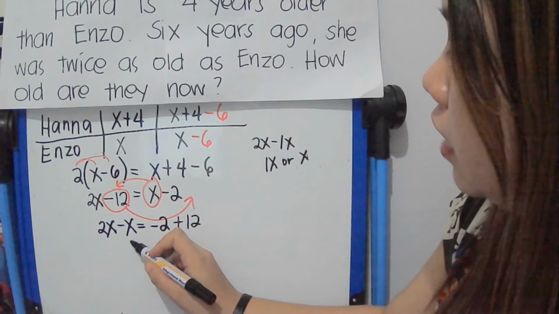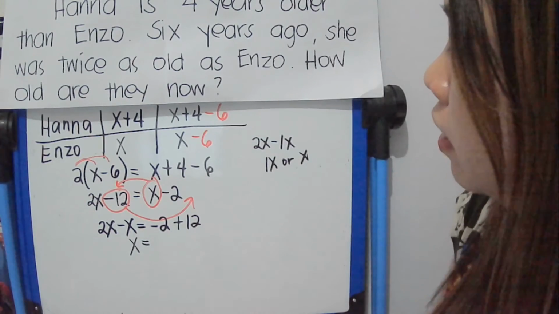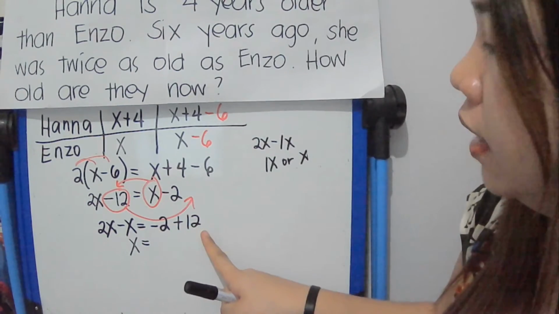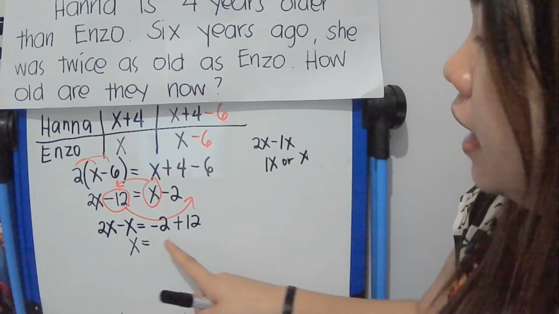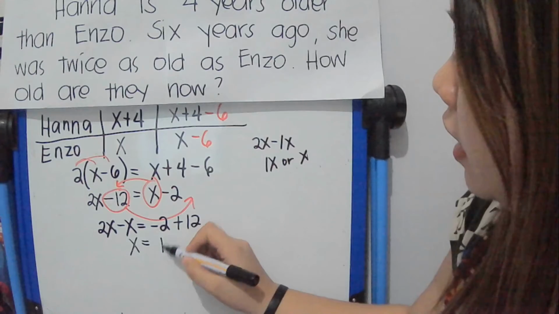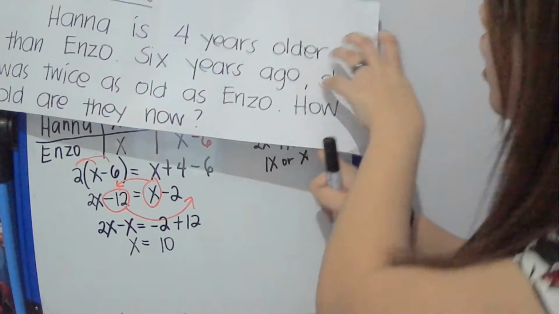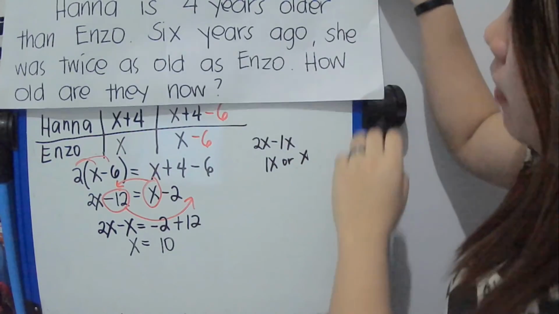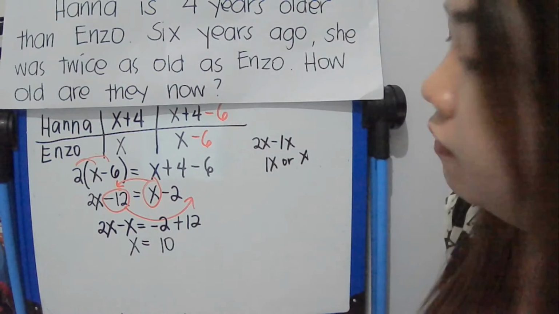So, 2x minus x is simply x. Now, negative 2 plus 12. So, we are adding unlike signs, so we have to subtract them. 12 minus 2, that is 10. Then, since your bigger number is positive, your answer is positive.